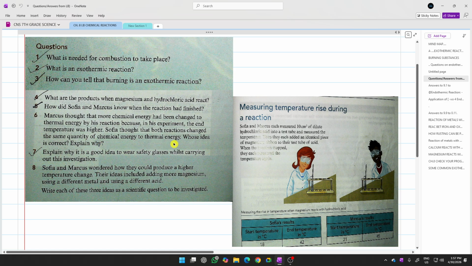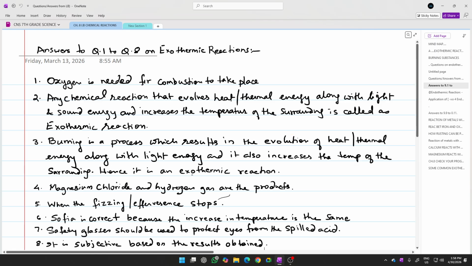So according to Sophia, in both the cases the same amount of chemical energy is converted into thermal energy. Now, what do you think, whose statement is correct? And you have to explain why. That is the question. So let us check the answer. The answer says, answer number 6.